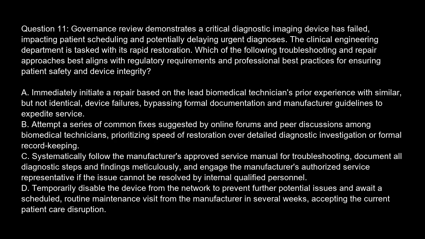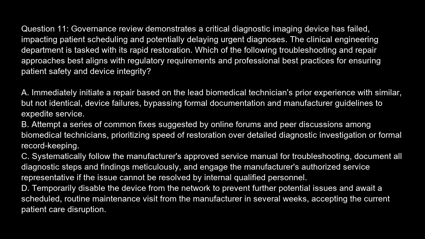Question 11. Governance review demonstrates a critical diagnostic imaging device has failed, impacting patient scheduling and potentially delaying urgent diagnosis. The clinical engineering department is tasked with its rapid restoration. Which of the following troubleshooting and repair approaches best aligns with regulatory requirements and professional best practices for ensuring patient safety and device integrity?